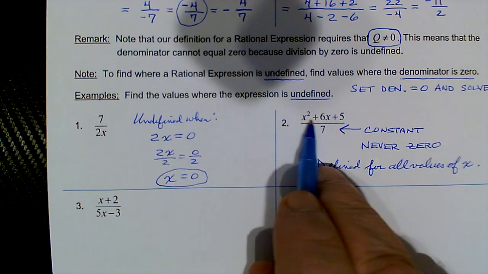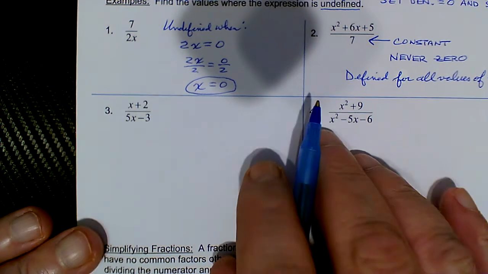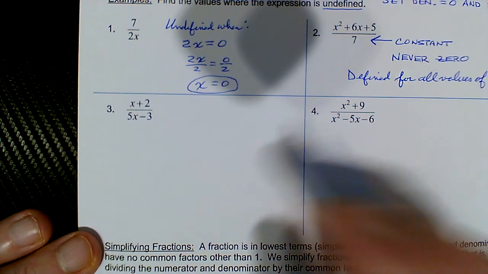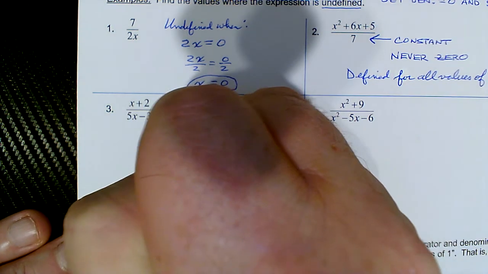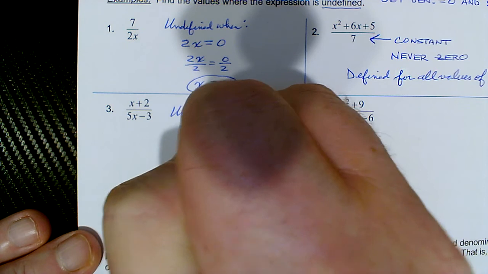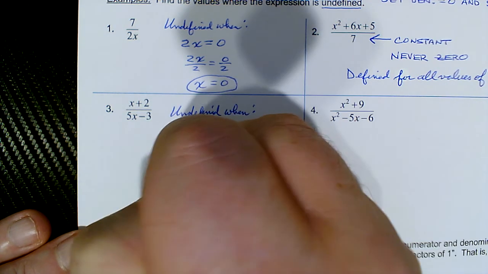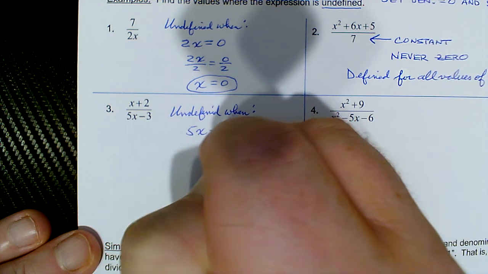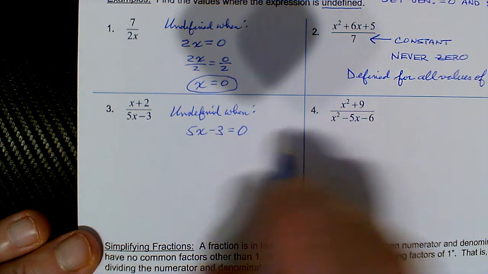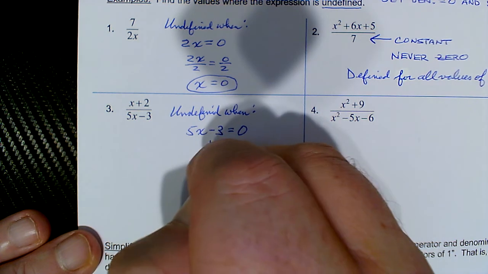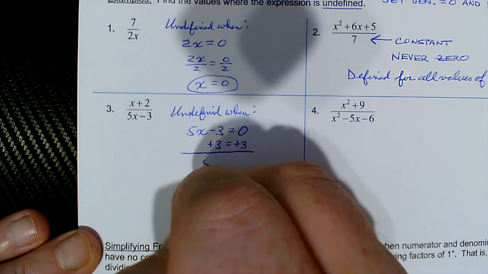Okay, so then moving on, once again, just simply set the denominator to 0. Formally, we could say it's undefined when, and then we set the denominator to 0, and then solve the resulting equation. So that's a linear, or a little two-step process. If you want to show it explicitly, add 3 to both sides. We get 5x equals 3, and divide by 5.